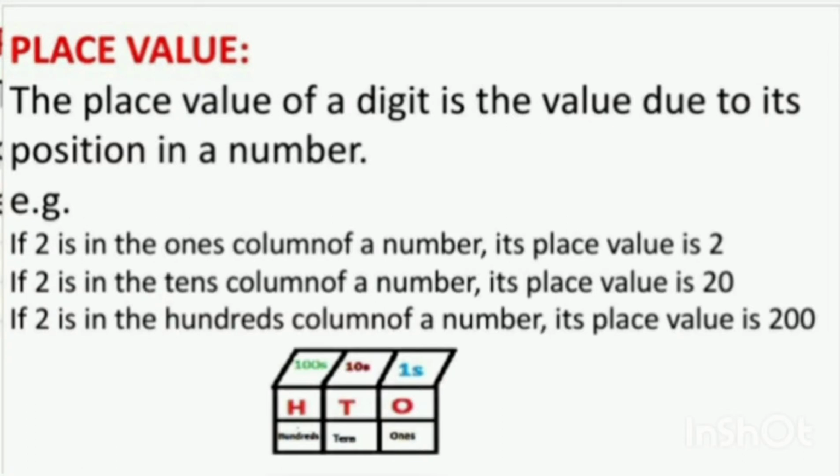Children, do you know what a place value is? The place value of a digit is the value due to its position in a number. For example, if 2 is in the ones column of a number, its place value will be 2. If it is in the tens column, then its place value becomes 20. And if 2 comes in the hundreds column of a number, then its place value will be 200.